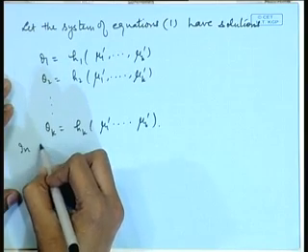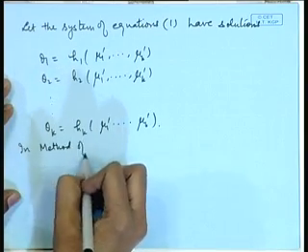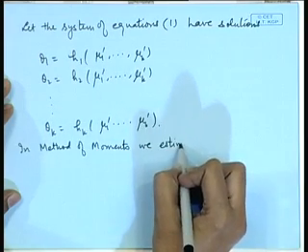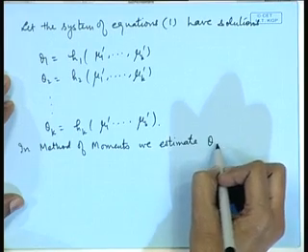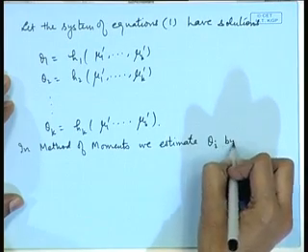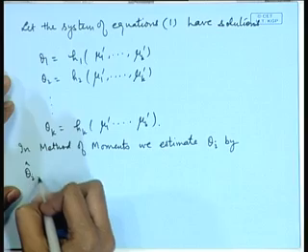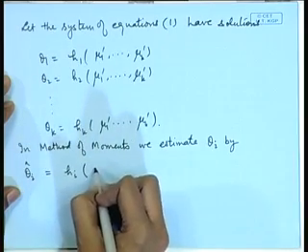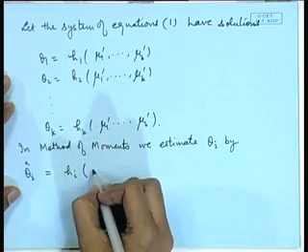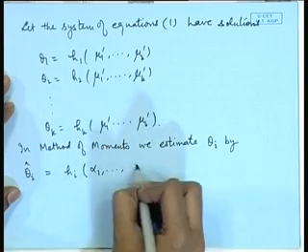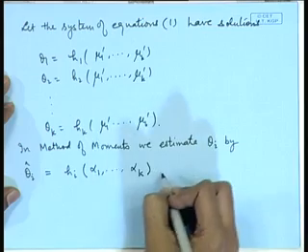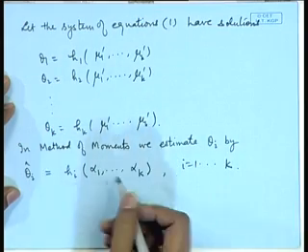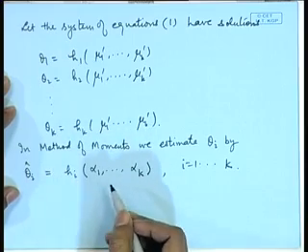In method of moments, we estimate theta i by theta i hat, let me call it hi, and in place of mu 1 prime, mu 2 prime, mu k prime, substitute alpha 1, alpha 2, alpha k for i equal to 1 to k. So, these are called method of moments estimators of the parameters.